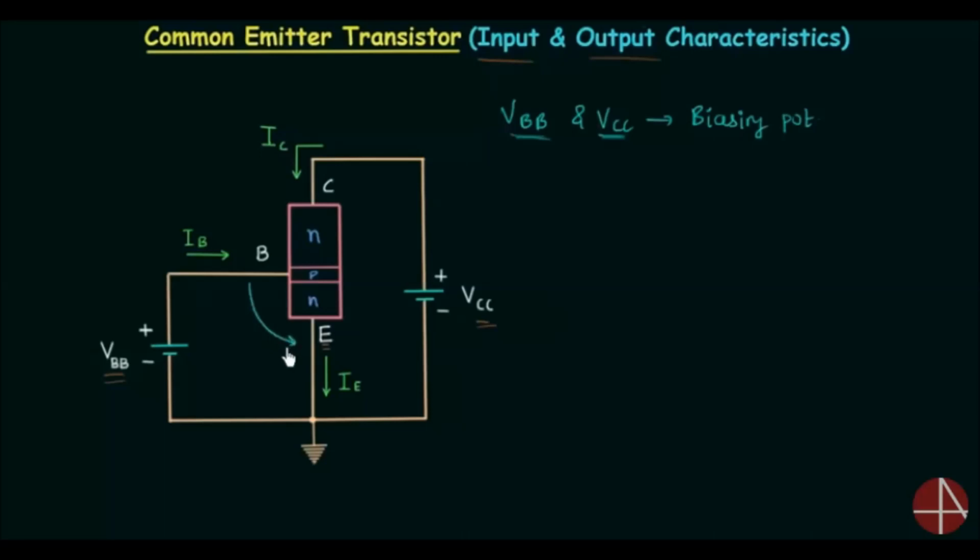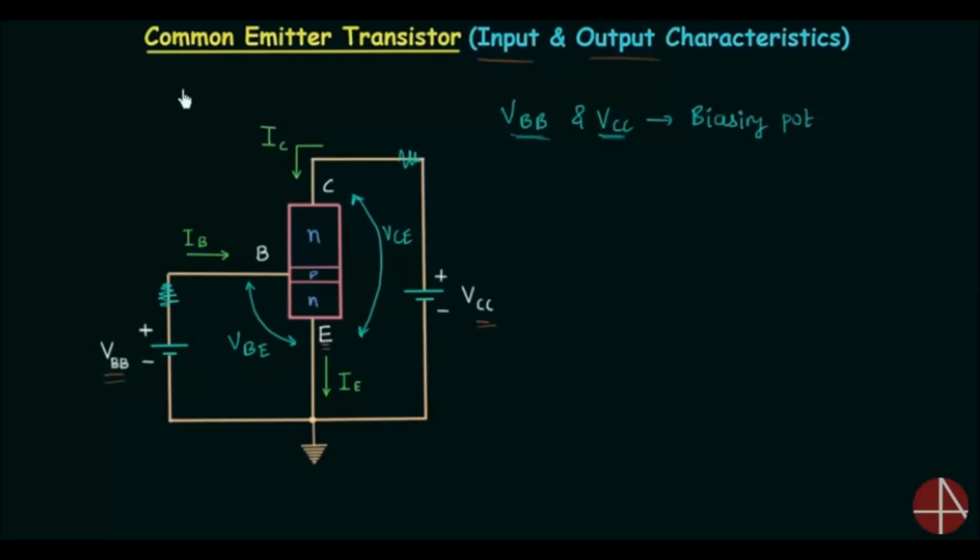The input voltage is VBE and the output voltage is VCE. Generally we have series resistances here, but for simplicity I have not included the two series resistances in the circuit. In this scenario VBE is not equal to the forward biasing potential VBB, and VCE is also not equal to the reverse biasing potential VCC. So VBE is the input voltage, not VBB, and VCE is the output voltage, not VCC.